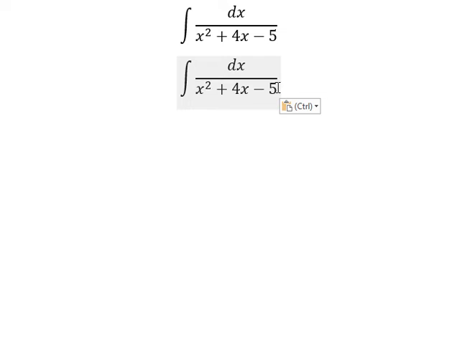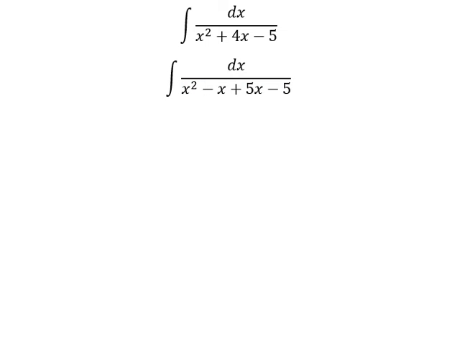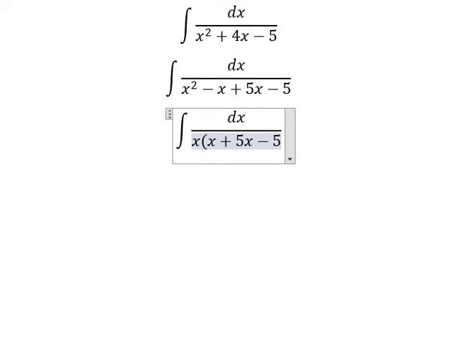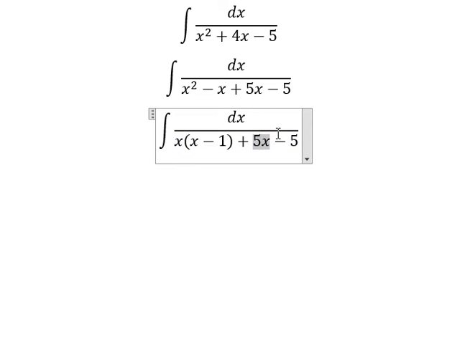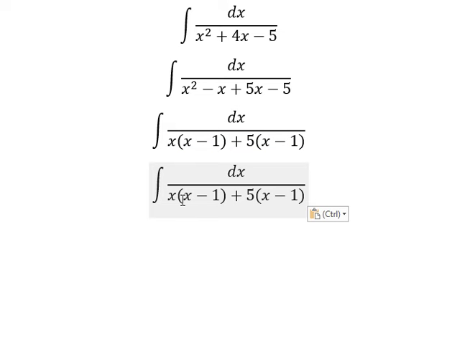We need to do factorization of this one. So for s, I will put it into 5s minus s. Next, we can do factorization by s. We can do factorization by 5. Now, we can do another factorization by s minus 1.